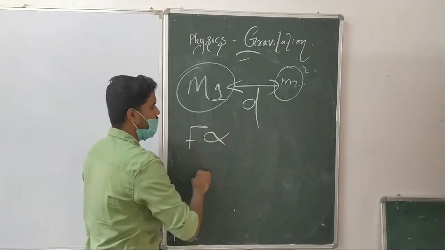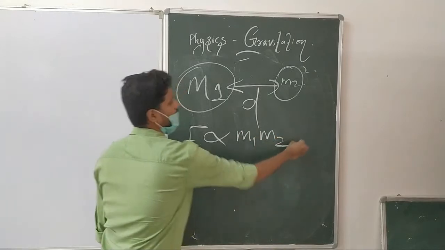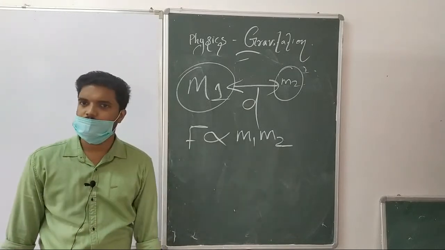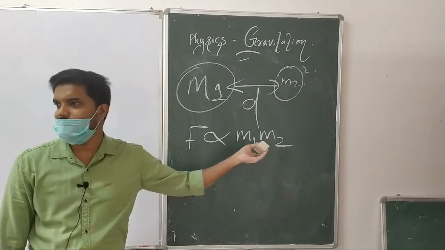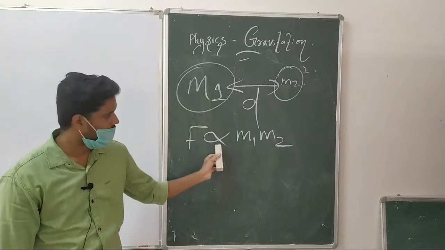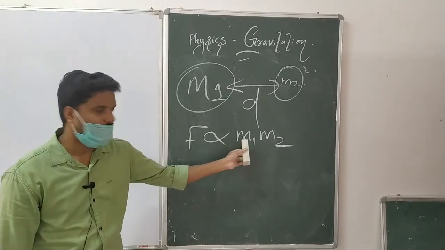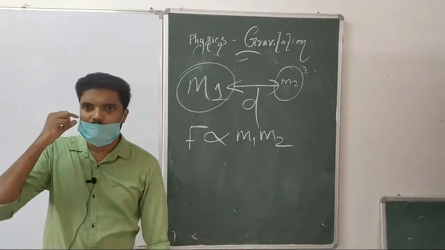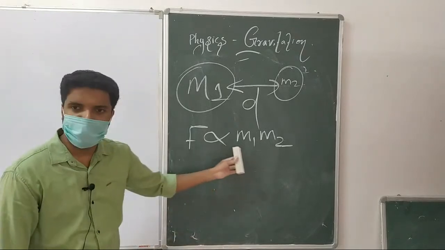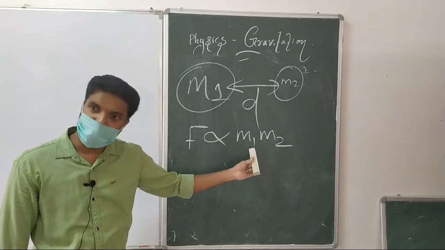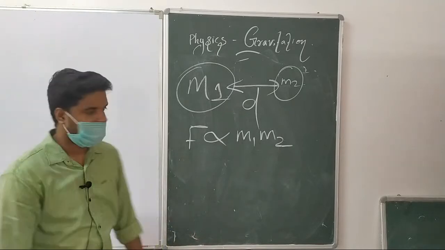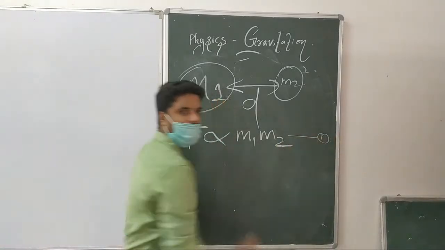F proportional to M1 M2. Can you state the law as a sentence? F means gravitational force, proportionality. Then tell me. The gravitational force is directly proportional to the product of the two masses, M1 and M2. I will call this equation number 1.